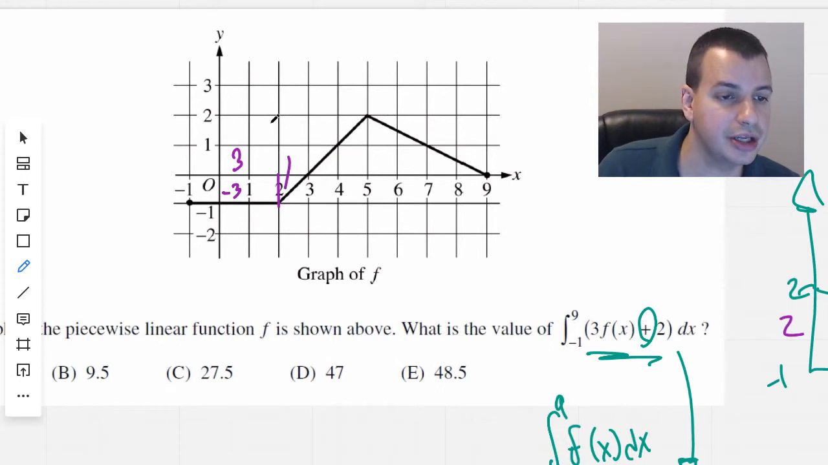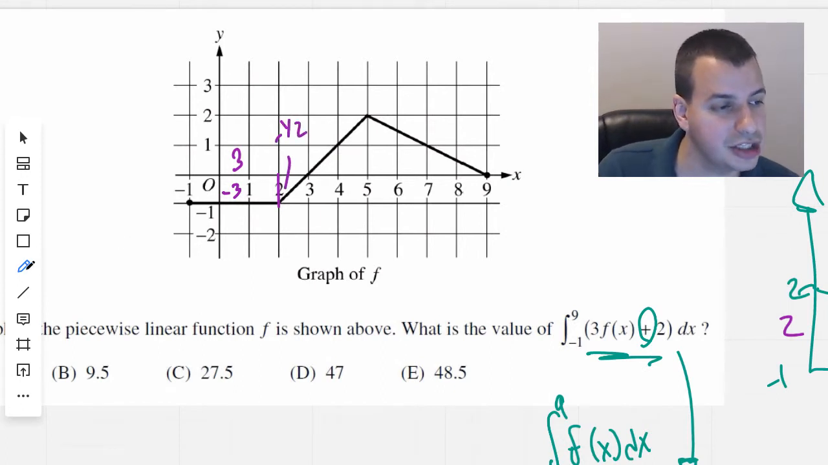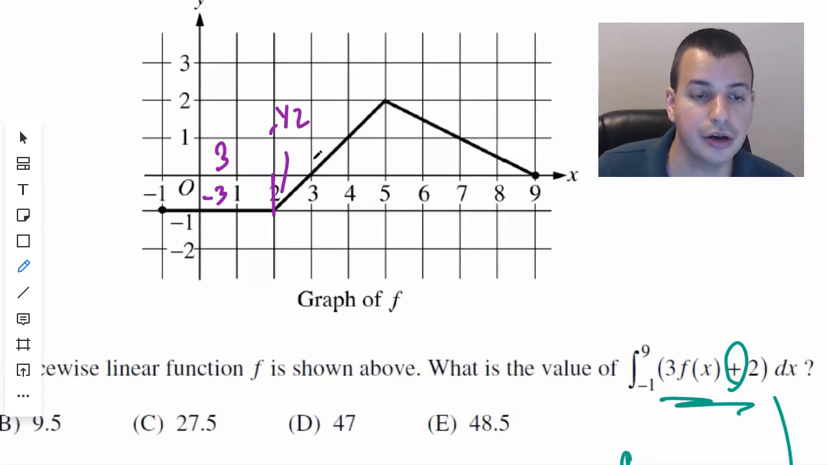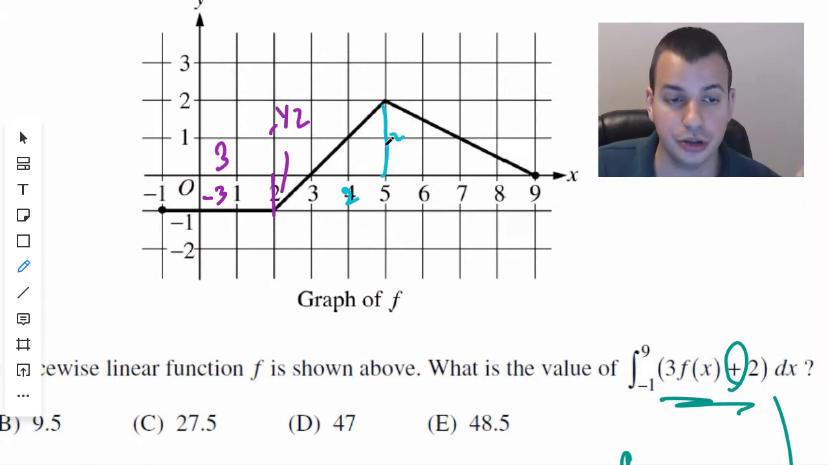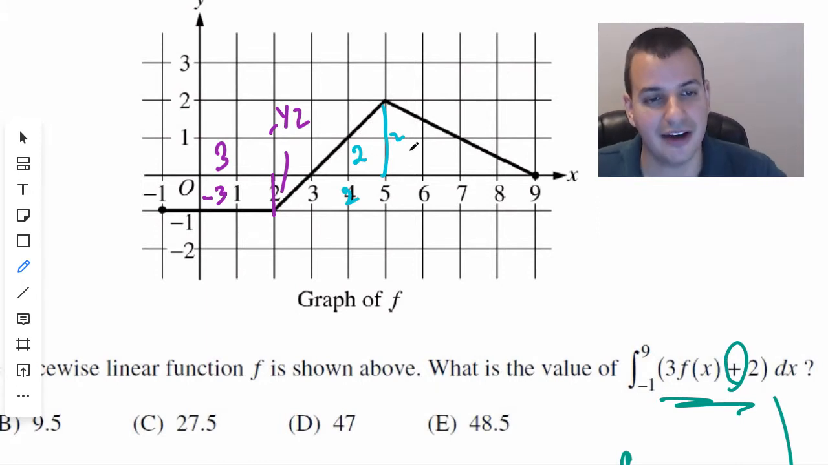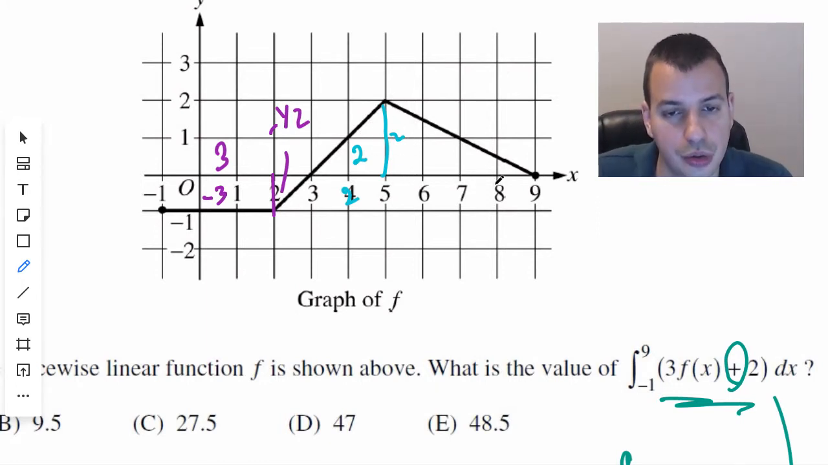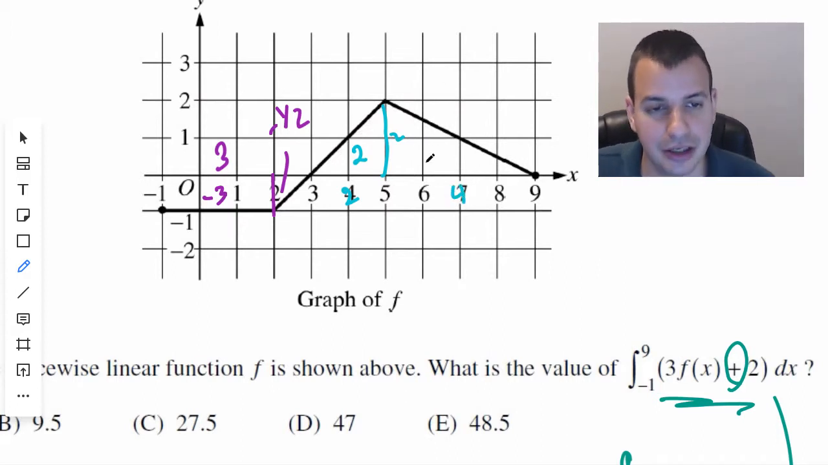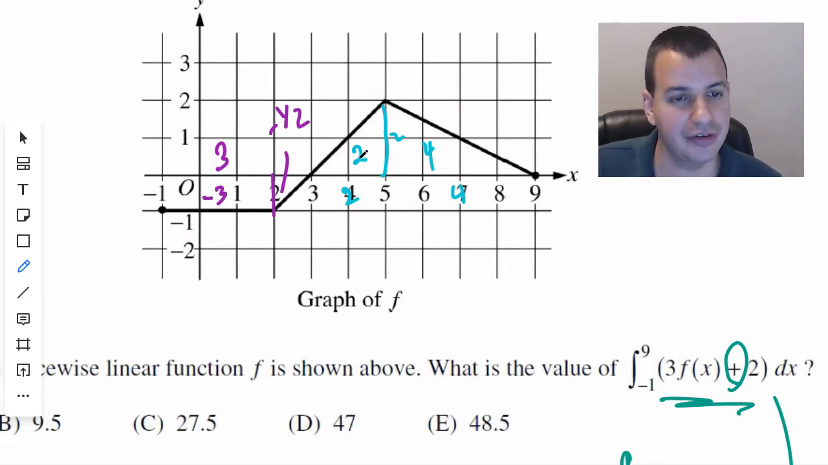Get rid of some of this. This will be -1/2. Change colors just to keep things a little bit clearer. This is 2 by 2. 2 times 2 is 4, and 4 divided by 2 is 2. The area of a triangle is 1/2 base times height. That's 2 times 4, which is 8, and 8 divided by 2 is 4. So we have 2 plus 4, which is 6. 6 minus 3 is 3. 3 minus 1/2 is 2.5.